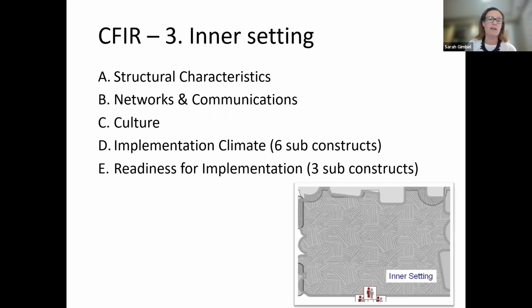In the inner setting, we look at structural characteristics, networks, and communication, the culture of the inner setting, typically a facility, right? Implementation climate also includes 6 sub-constructs: tension for change, compatibility, relative priority, organizational incentives and rewards, goals and feedback, and learning climate, and readiness for implementation, with another 3 sub-constructs: leadership engagement, available resources, and access to knowledge and information.